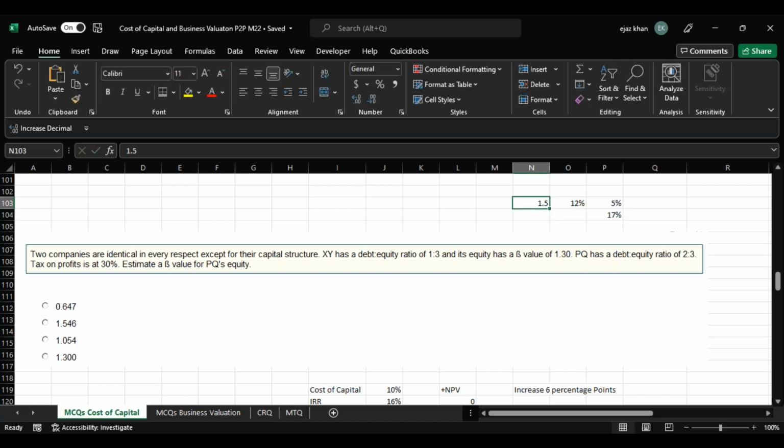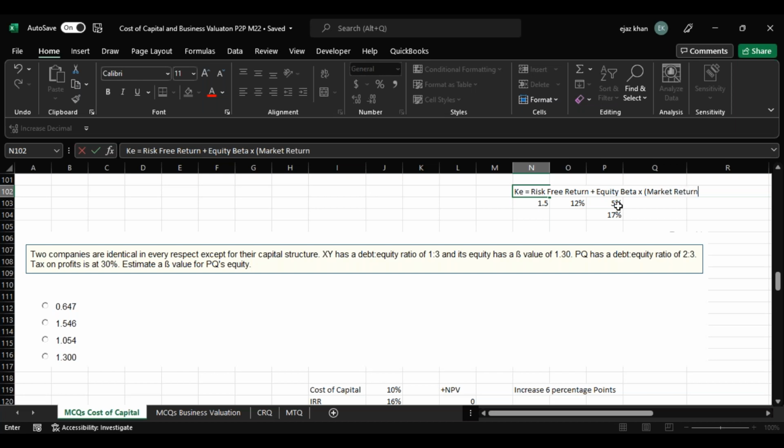which is, just for the sake of your revision, when you use the CAPM model for calculating the expected return on equity, it is equal to risk-free return plus equity beta multiplied by market risk premium, which is equal to market return, that is the overall return the market is giving, minus the risk-free return. The difference of these two values is basically the market premium.